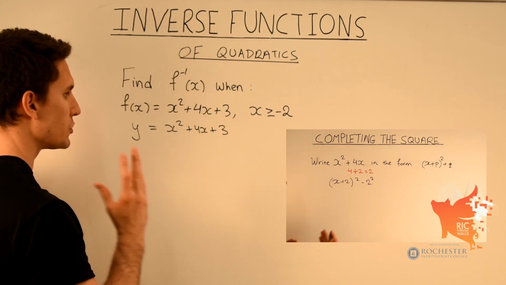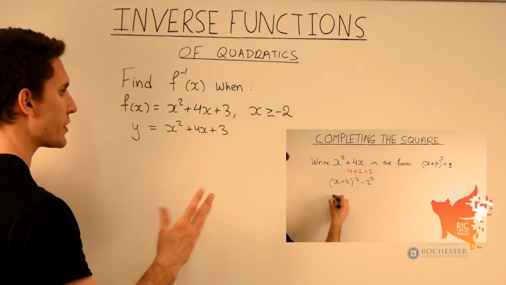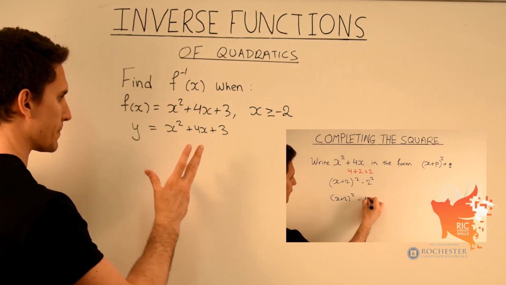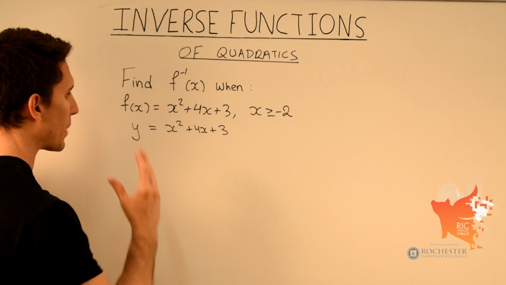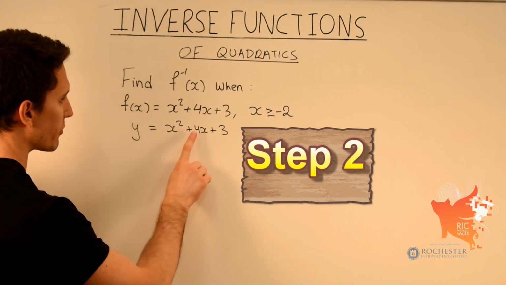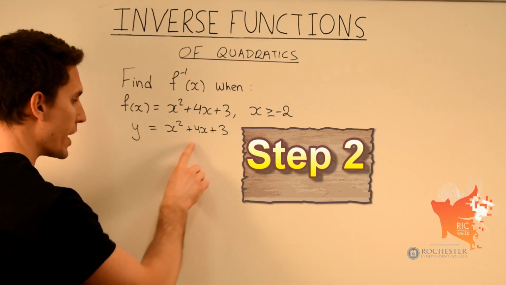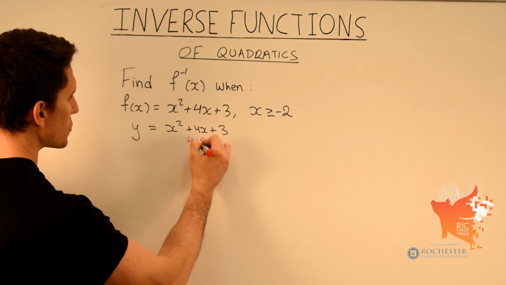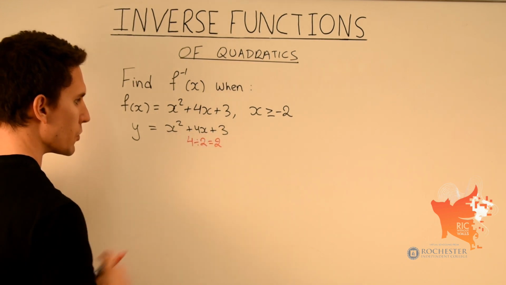For those of you who do not know how to complete the square, feel free to click on the link in the description below. We've created a video just on that. Okay, so now completing the square starts with spotting the number in front of x, which in this case is 4, and dividing it by 2. So we'll write down 4 divided by 2. Well, that's simply equal to 2.